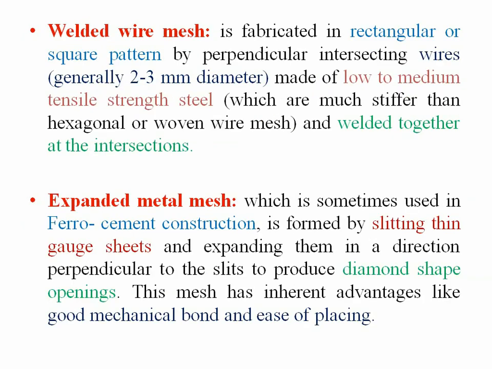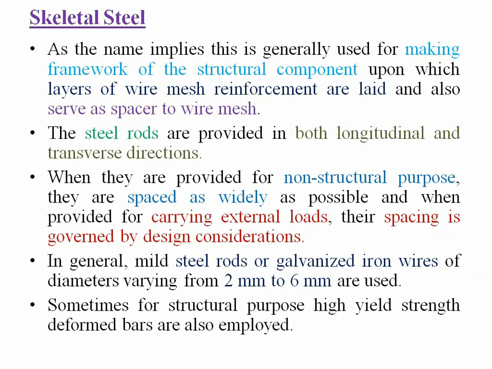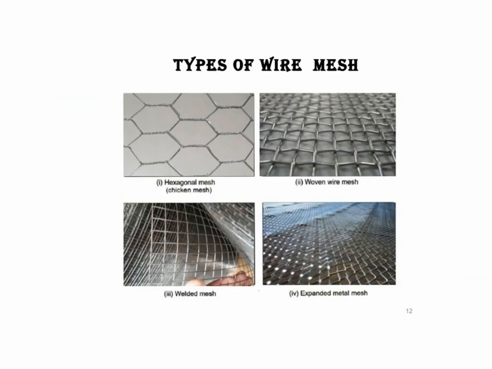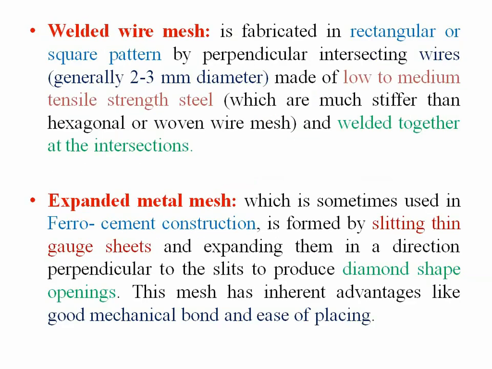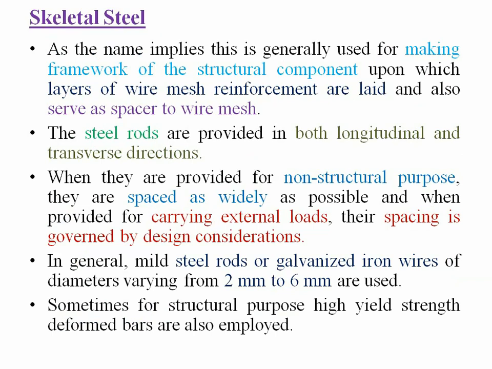This mesh has inherent advantages like good mechanical bond and ease of placing. So the advantage of this expanded metal mesh is good mechanical bond and that it is easy to place. So this is about the different types of wire mesh. Next, we will go through the skeleton steel.